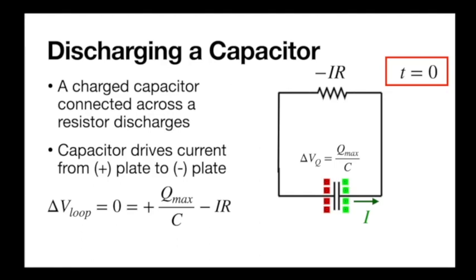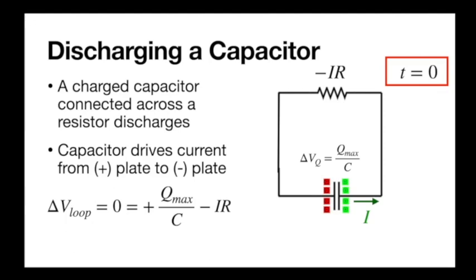And so we can also see our loop rule here, where now starting off, we have Q max over C, whatever the maximum charge was that built up on the capacitor. Let me charge it up one more time. Maximum charge I build up on the capacitor. And then over time, Q is going to decrease, right? As the charge leaves, Q goes down, and so the voltage drop across the capacitor goes down, which tells us also that the current is going to decrease, right? As less charge leaves, you just get less current.